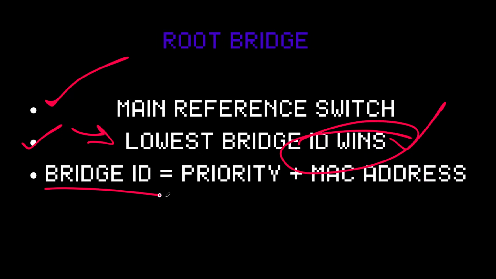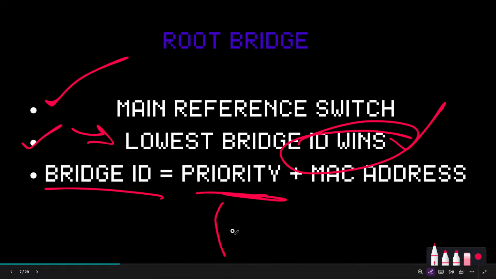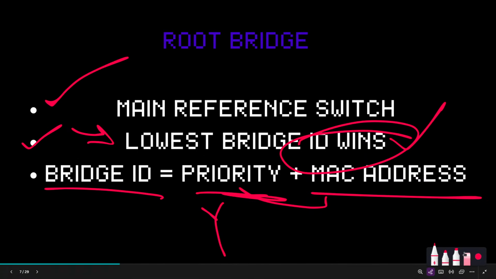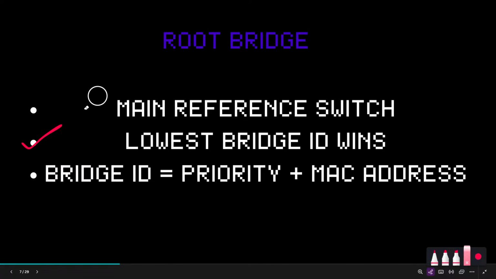Don't worry. And what is bridge ID? Bridge ID is basically priority plus MAC address. So if there is a tie for the root bridge, the lowest priority wins. If we tie on that, the lowest MAC wins basically. The lowest MAC wins every time.